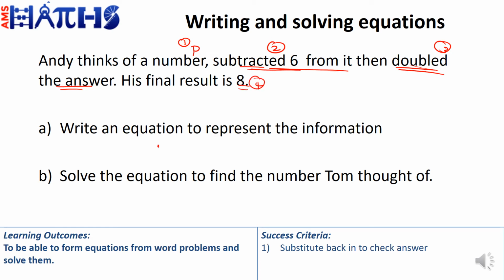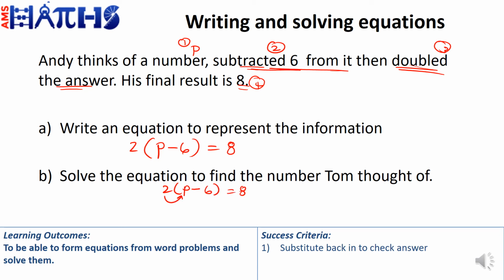So he starts with P, then subtracted 6. After subtracting 6, he then doubles that answer. So double all of P minus 6. And when he's through with that, he gets an answer of 8. So that's the equation. So now we're going to solve that.